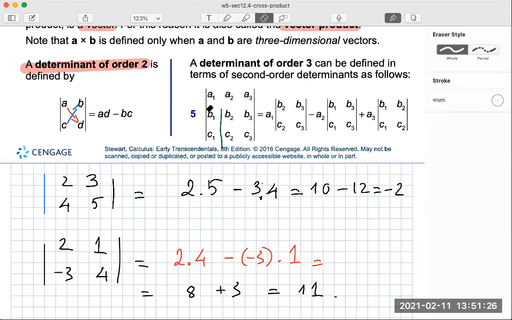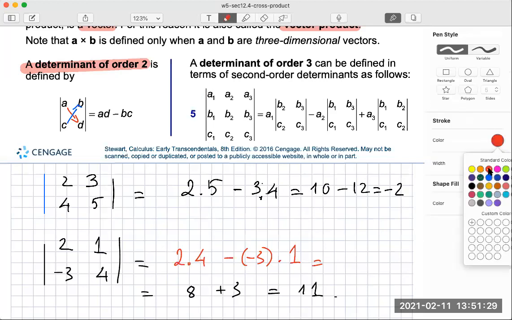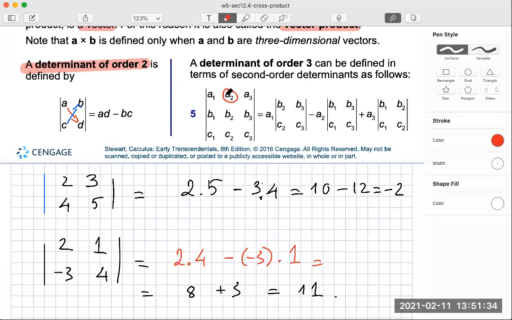Now, the second term, imagine we are going to the next element, A2 here. Imagine that you cross the row that contains A2 and cross the column containing A2. What is left? It leaves us B1, B3, C1, C3, right? But remember, right here, the sign is a negative sign. Be careful. Okay?